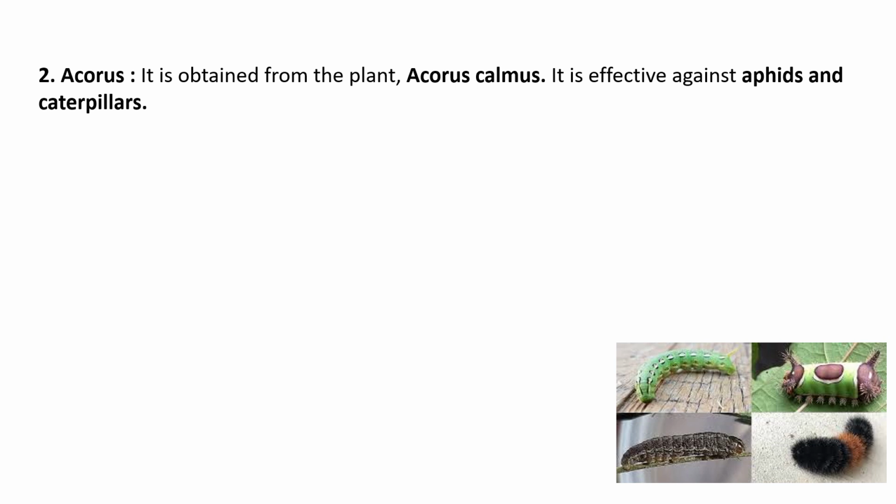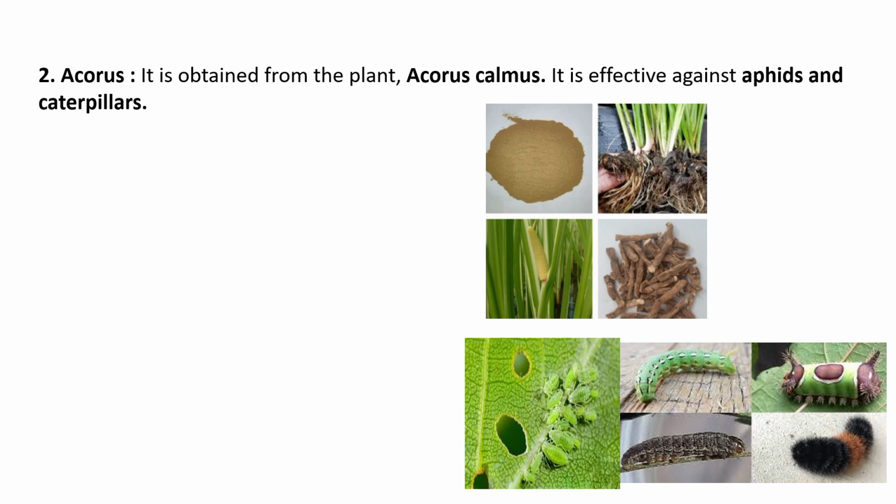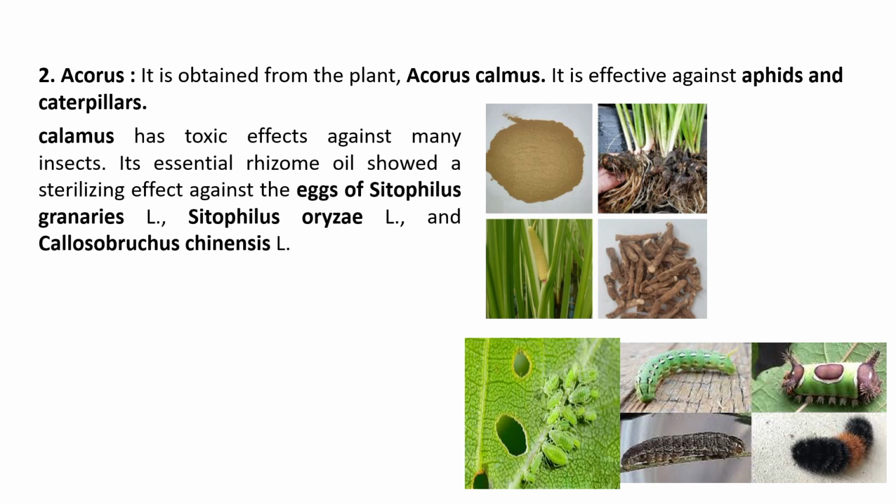Acorus, you can see the picture is actually caterpillars which can be killed by this Acorus. It is obtained from the plant Acorus calamus. It is effective against aphids, flies and caterpillars, which are pests that can eat the leaves. This is the Acorus calamus powder, which is prepared from the roots of this plant. It can prevent aphids, flies, leaf eating pests and caterpillars.